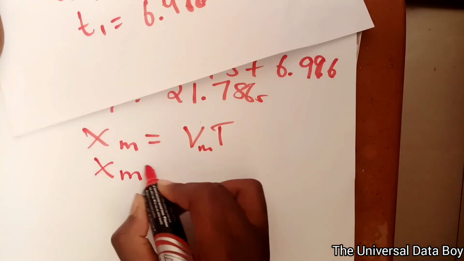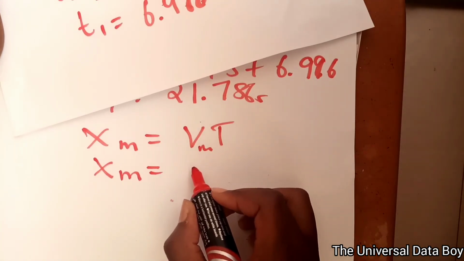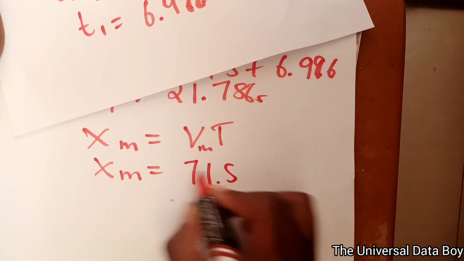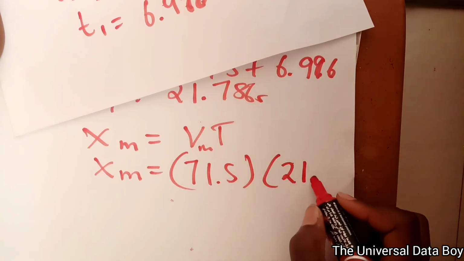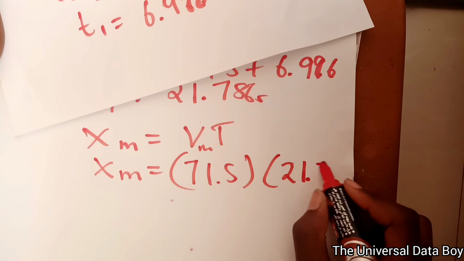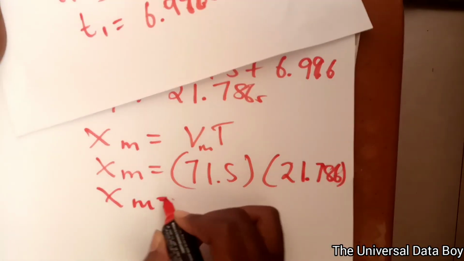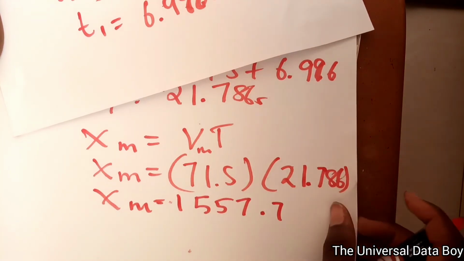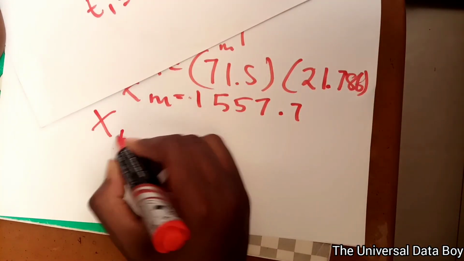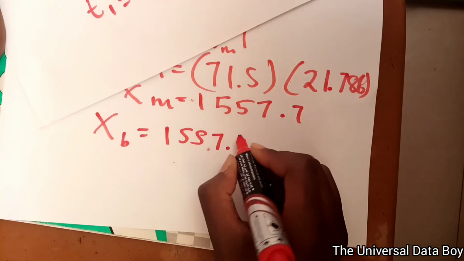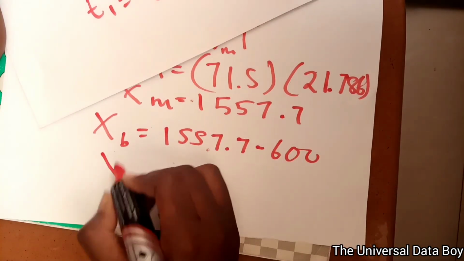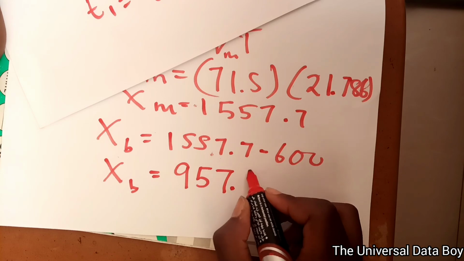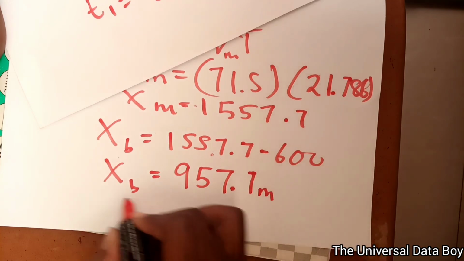So the distance by the Mercedes Benz is going to be equal to 71.5 times 21.786. When you multiply, the distance is going to give you 1557.7. So when you subtract, xb will give you 1557.7 minus 600. So xb is going to be equal to 957.7 meters. So that's the distance of separation.